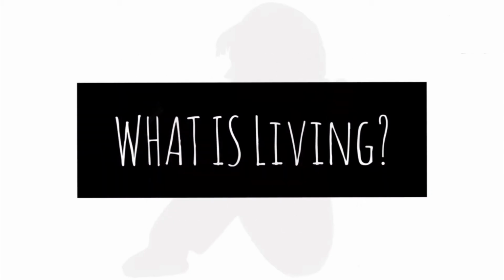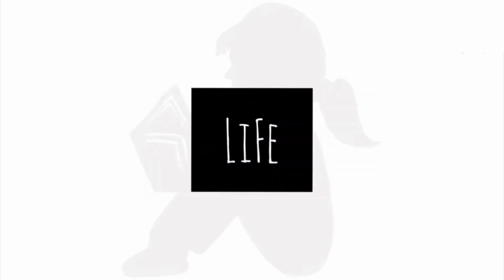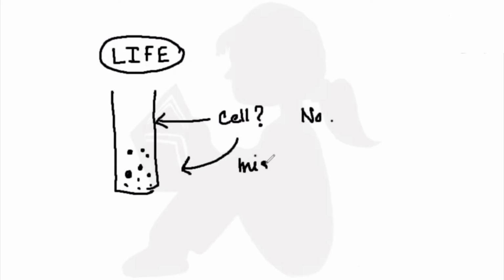First is, what is living? Simply, living are those which have life in them. Now what is life? Life is one of the most complicated phenomena. For example, in a test tube, you put nucleus, mitochondria, ribosome, Golgi bodies and all the other cellular organelles. Will the test tube become a cell? No. So, the thing which is missing in the test tube is life.